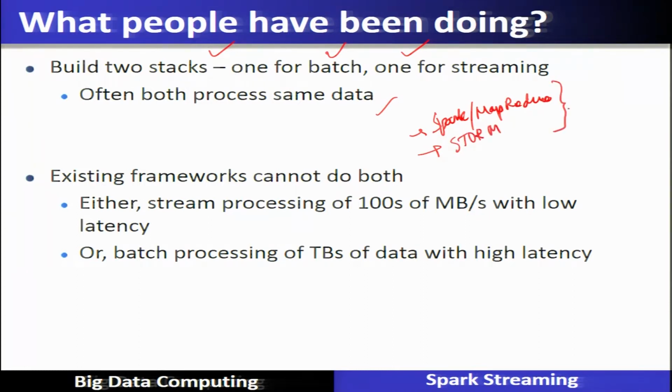So, now integration requires two different stacks to be combined together. Hence, there is a lot of latency involved, and it may not be sufficient for different real time applications.